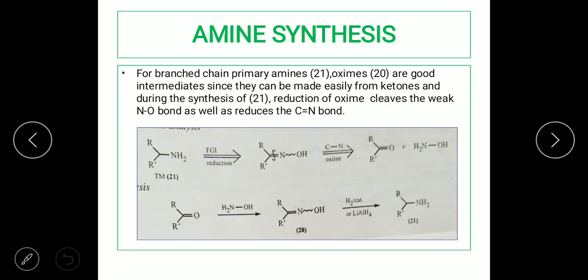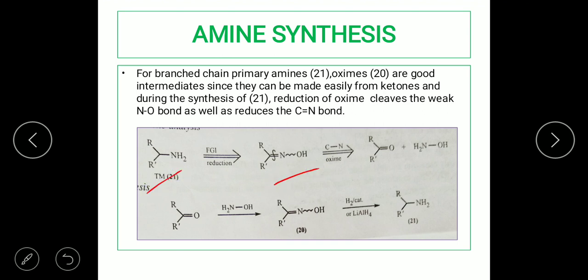Next, for branched chain primary amines, oximes are good intermediates since they can be made easily from ketones. During the synthesis of this target molecule, reduction of the oxime cleaves the weak NO bond as well as reduces the CN bond. So for branched chain primary amines, we use oxime as an intermediate.